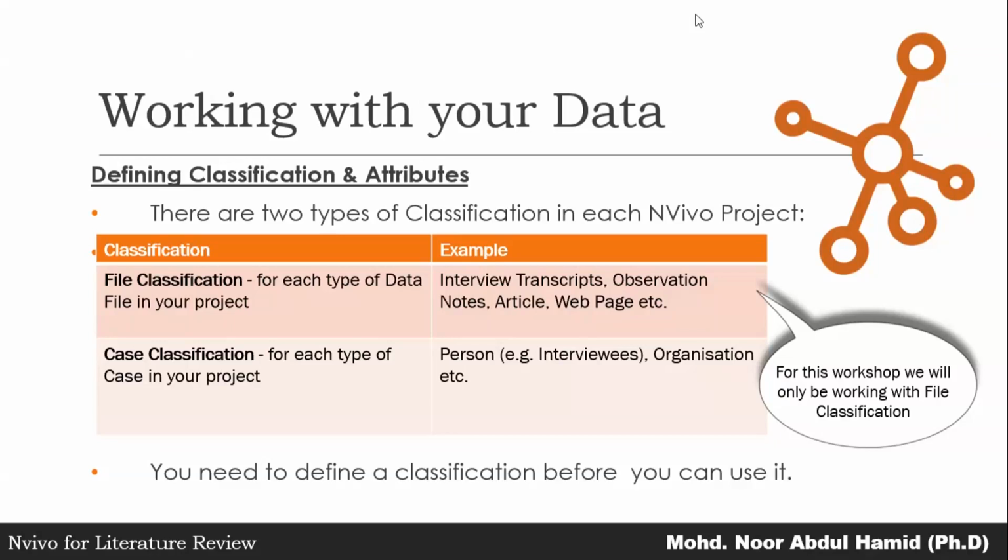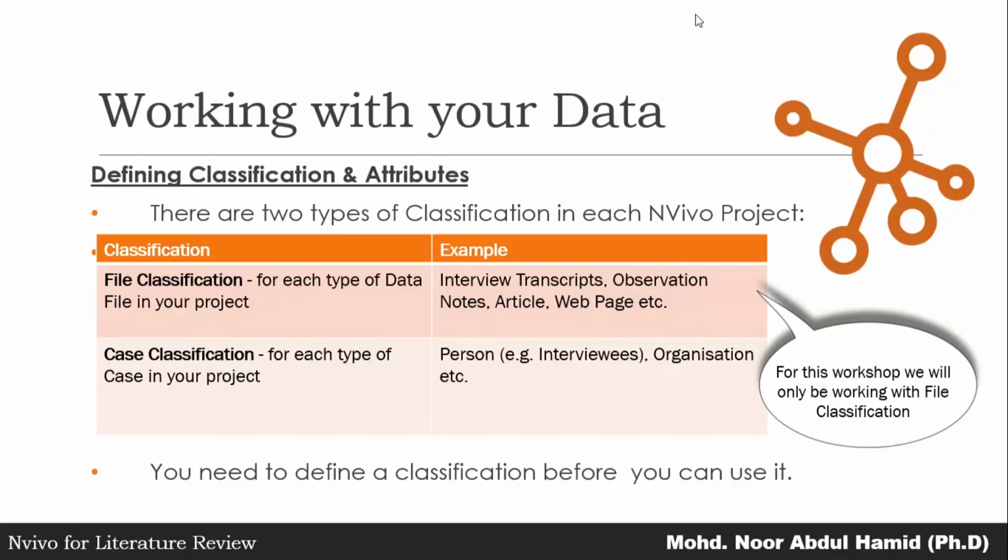Okay. And then we have case classification. This refers to each type of case in your project, especially if you're doing qualitative research. So this case actually refers to the unit of analysis of your project. Sometimes you study about people, so therefore your case classification will be people, or interviewees. Sometimes if you study about organizations, then your case classification will be organization.